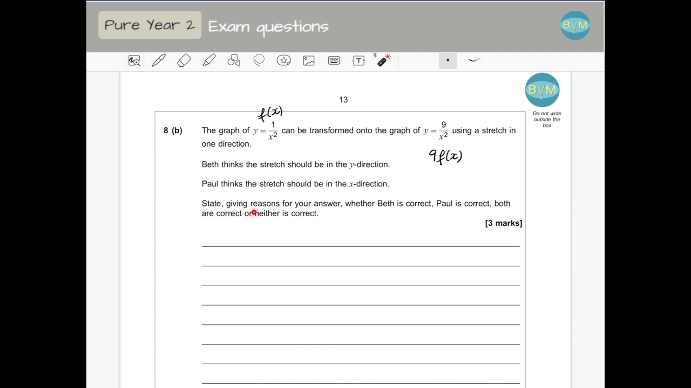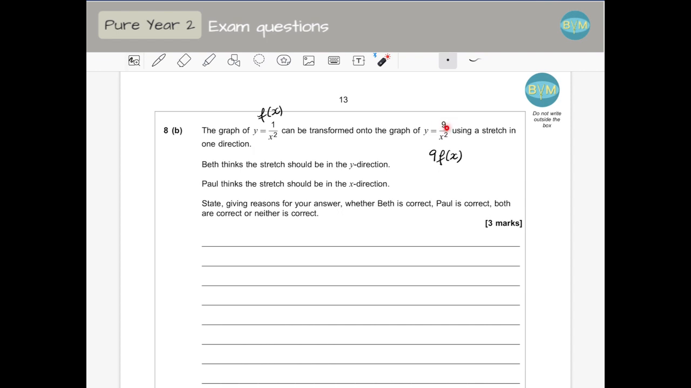But look at what they ask. They say, state, giving a reason for your answer, whether Beth is correct, Paul is correct, both are correct, or neither is correct. So I think this question is unusual. If they ask you if both are correct, I would think twice. So Paul thinks the stretch should be in the x direction. Think if that's possible, because that could be.